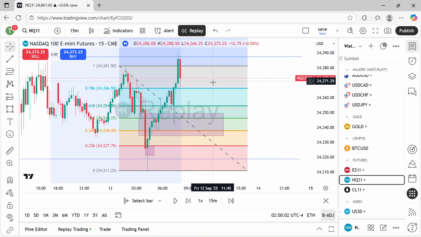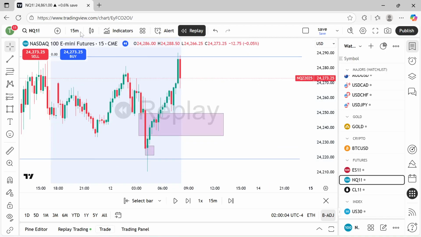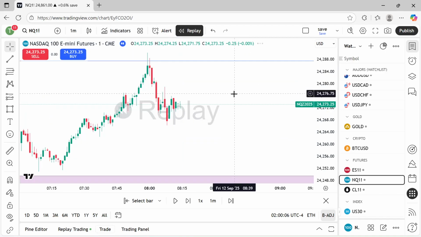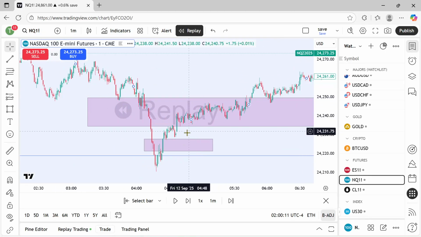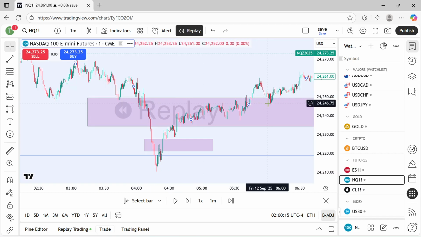See what I mean? So for a target, what you could do here is target that right there. You could just take it up to the rebalance of the fair value gap, for example. Right there, you would take profits. See what I mean?